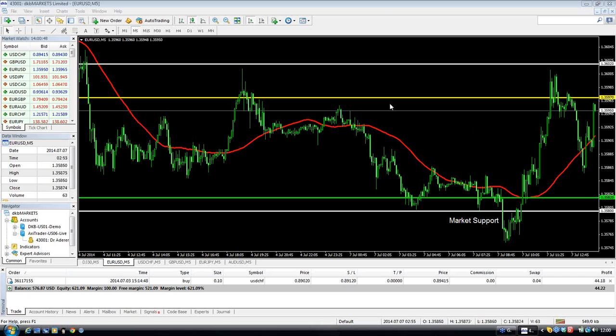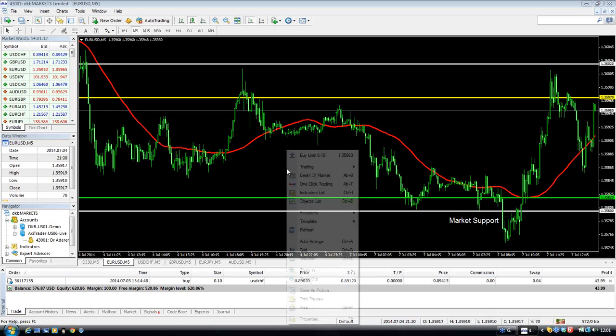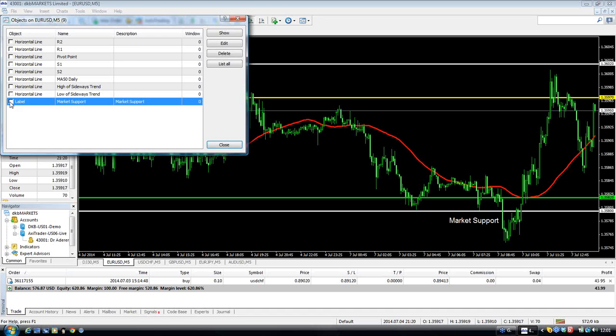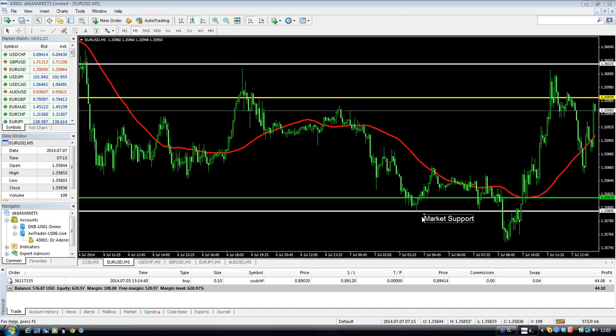When we looked at the market this morning, we noticed the market was trending sideways, and we demarcated the sideways trend using the white lines there. We noticed that the pivot point, the yellow line, and the first support, the green line, were within the sideways trend, so we couldn't use the pivot point strategy to trade. But we also noticed that the market had formed the market support there.